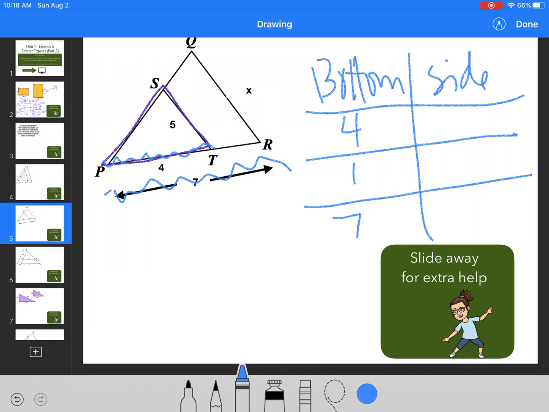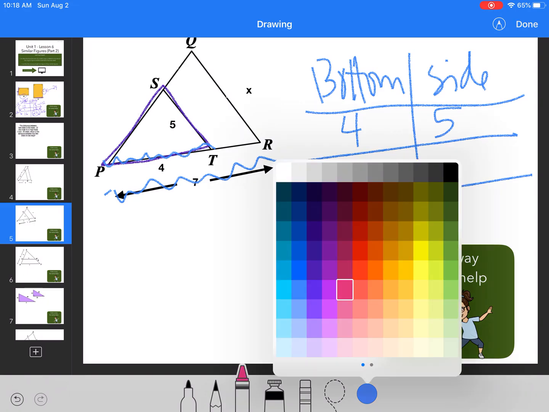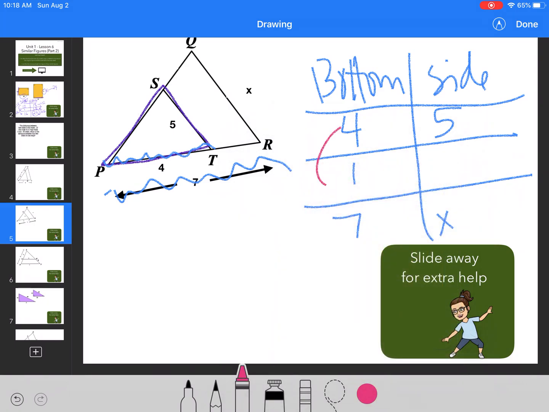So then my corresponding side, so my 5's going to go here because that's on the smaller triangle. That's on the purple triangle. My x is going to be here because that's on the bigger triangle. So I've kind of got to match everything up. So now I'm going to figure out what did I do to each side to get my answer. So I divide by 4. So I'll divide this side by 4.